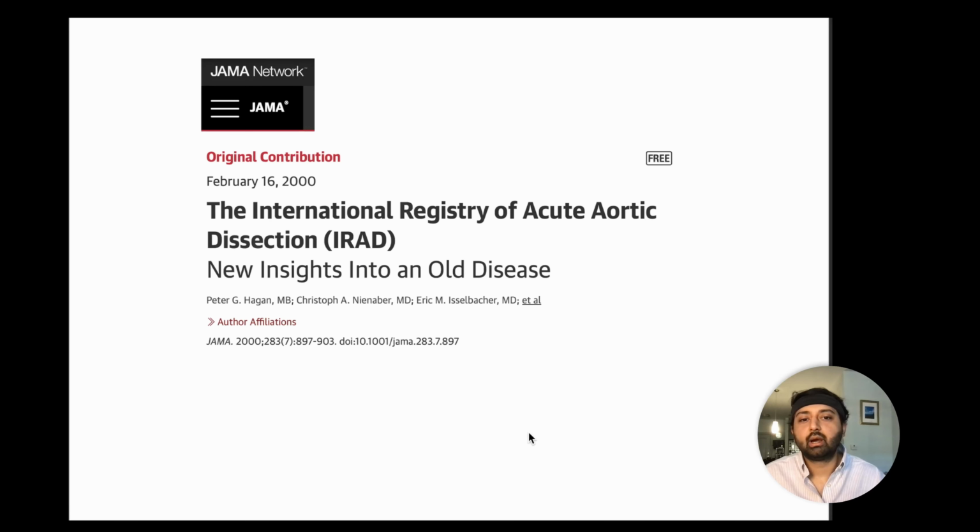What we're going to be talking about is something called the IRAD data. I wasn't aware of this, but it was a national registry of about 450 people, and they really got granular as far as what symptoms they had, what the x-ray showed, what the CT showed, what the outcome was. So this helps us have a gold standard of what to do with the suspected aortic dissection.